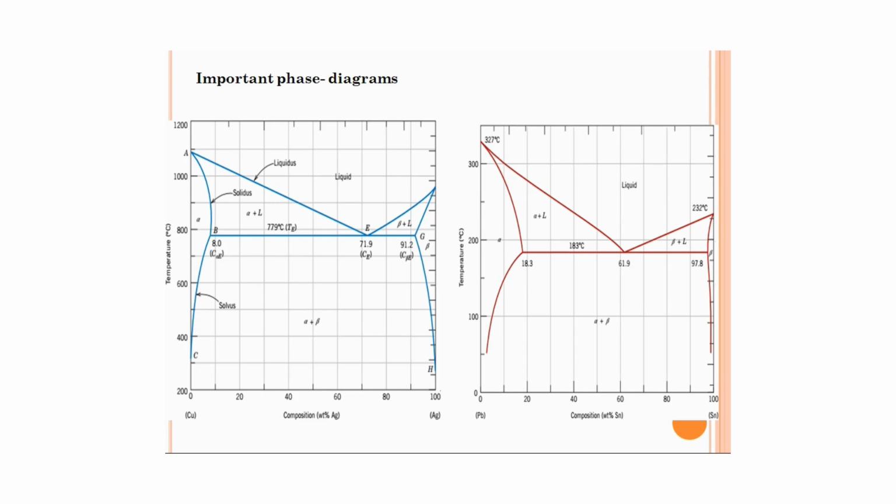So like this, when we take alpha plus beta, it gives eutectic output. Alpha plus L, it is the peritectoid output. So like this, different outputs can be obtained by considering phase diagrams.